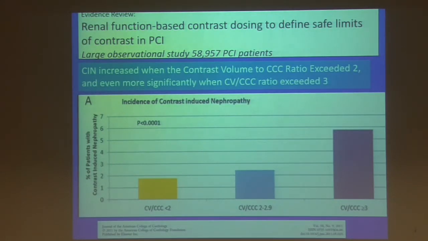This is some data from a large-scale observational study. It included over 58,000 PCI patients, and it set out to look at renal function-based contrast dosing to define what safe limits of contrast for PCI would be. And as you can see here from the data, the conclusion was that contrast-induced nephropathy increased when the contrast volume to calculated creatinine clearance ratio exceeded 2, and even more significantly when that ratio exceeded 3.